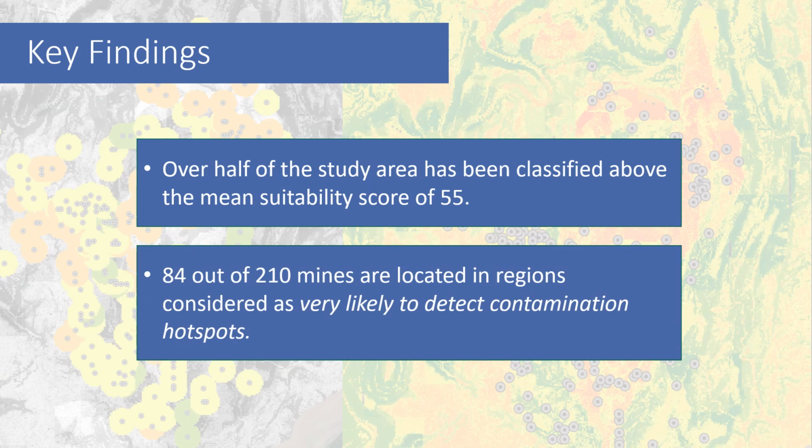The key findings from the study are that more than half of the study area is above the mean suitability score of 55, which are areas where it's likely to detect contaminated runoff hotspots. Also, that 84 mines are within areas that are identified as locations within the surrounding environmental characteristics that place these mines in the areas of environmental concern in regard to abandoned mine drainage.